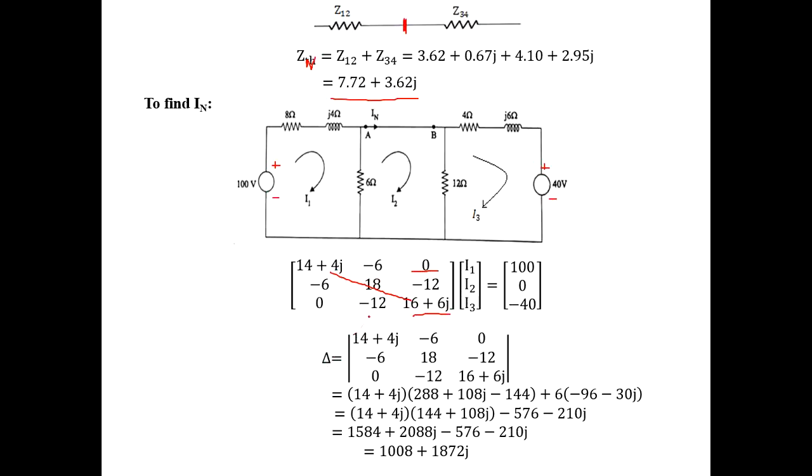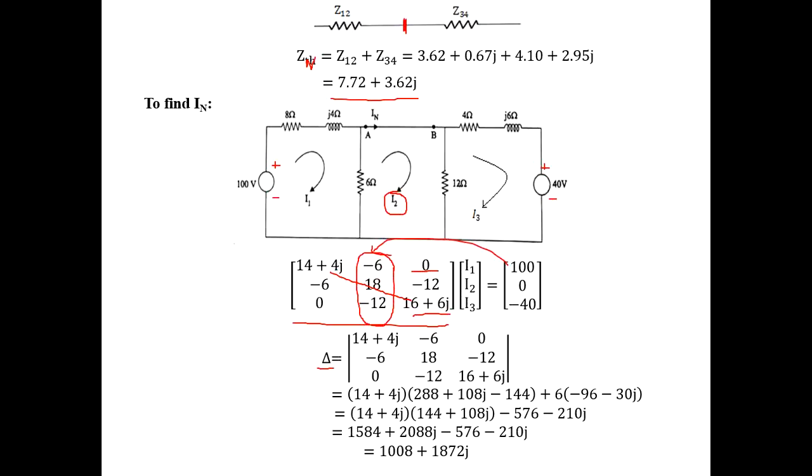First, in this problem we have to calculate I2 alone, because the Norton current is flowing only through this second loop. To calculate I2, we have to calculate the delta. Delta means the determinant of this R matrix. Next, we have to find delta I2. Delta I2 means we just replace the second column by this voltage value.